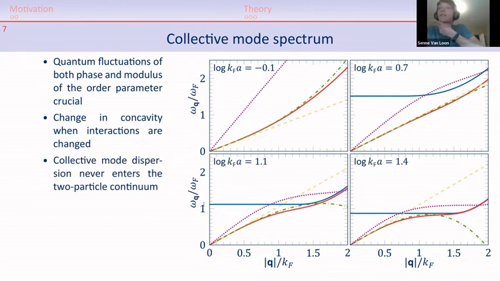And then if you look at the two-particle continuum, the red line never crosses the two-particle continuum because the two-body bound state always exists. And so at the Gaussian level, the collective mode is undamped for all values of the wave number, which is a crucial difference with the three-dimensional case, where in 3 dimensions in the BCS regime, the collective mode dispersion would hit the continuum at some critical value of the wave number and become damped.